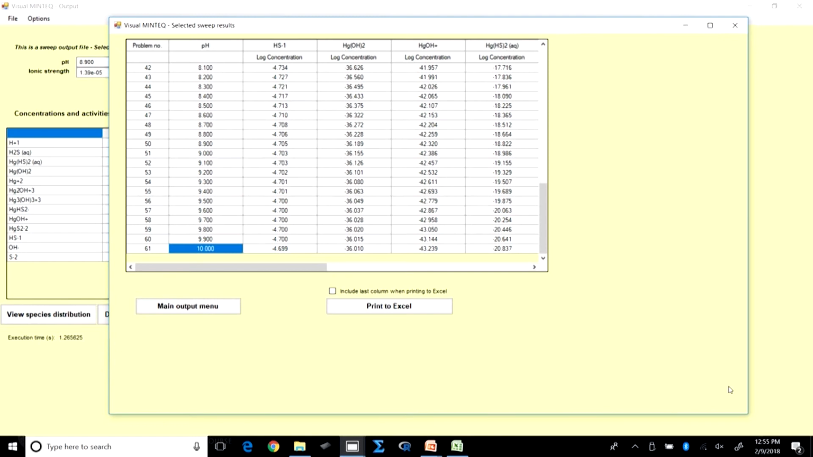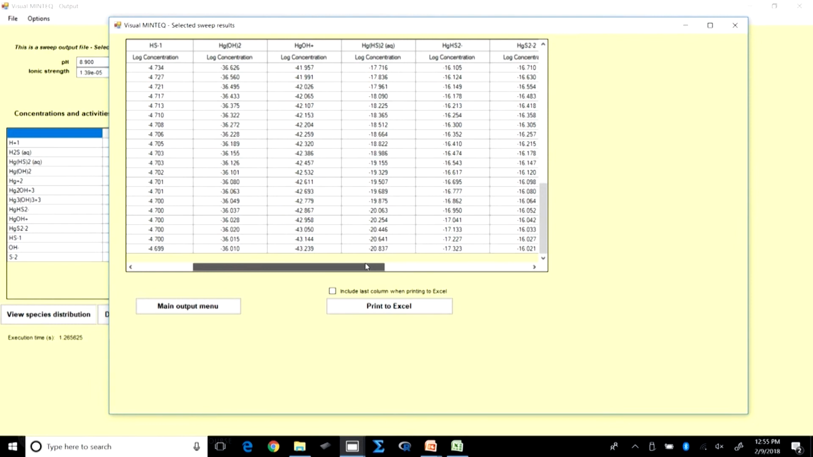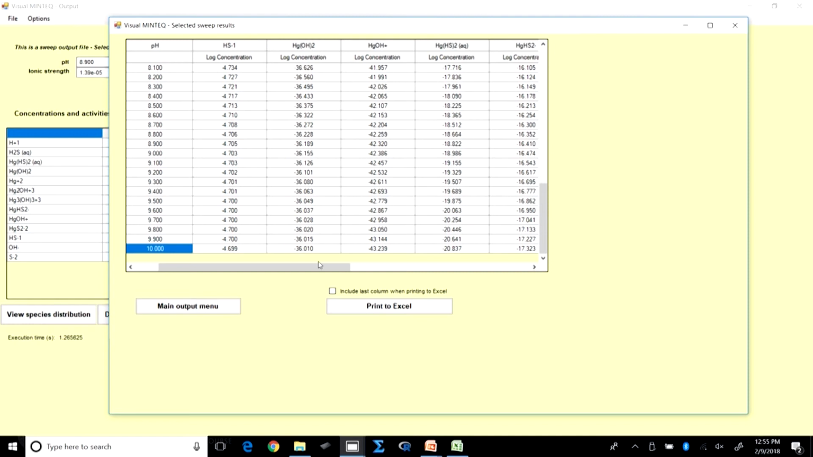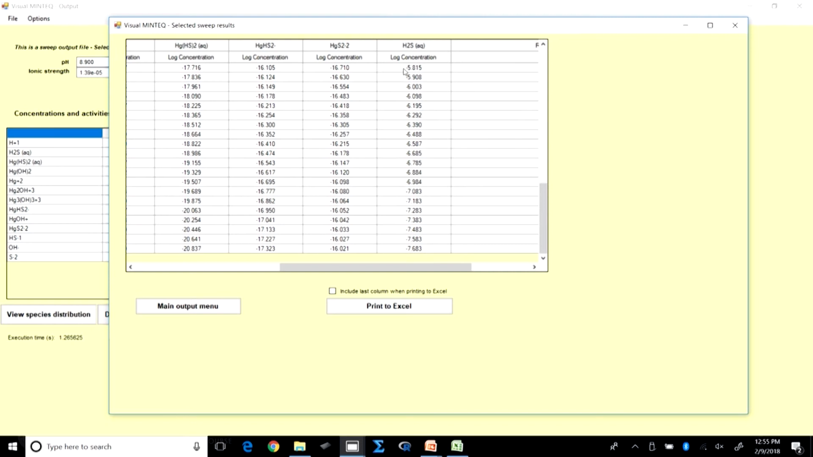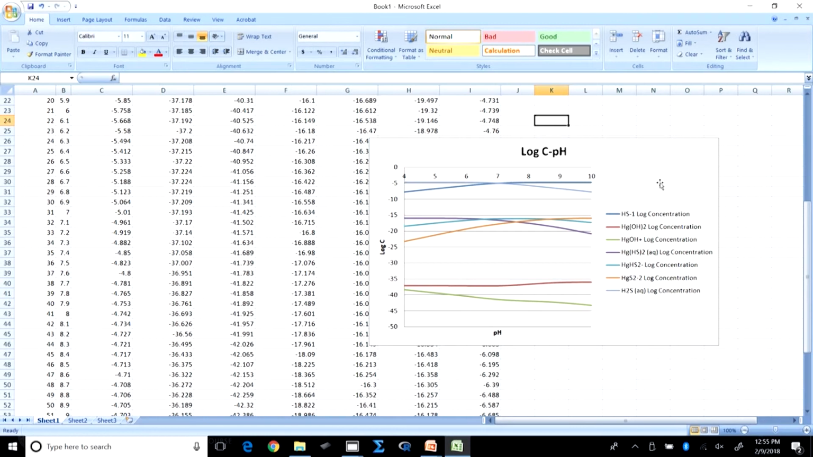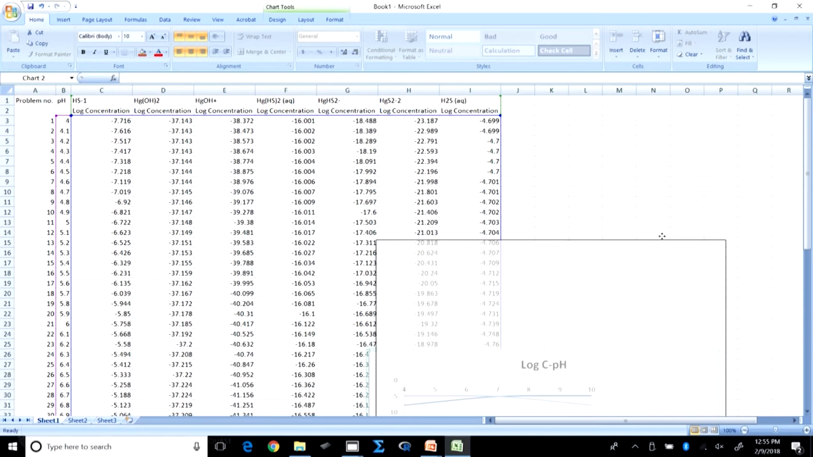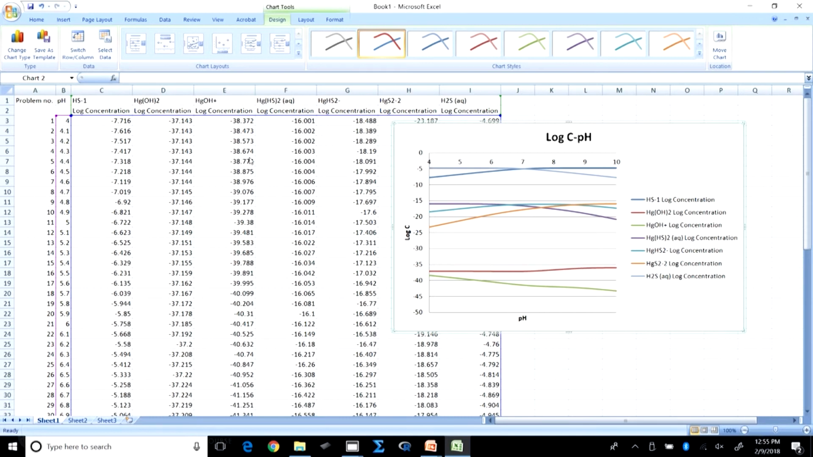We only asked for a few species because we know that the others are not going to be at comparable concentrations. So they were HS minus, HgOH and so on. This is from question one, if people can remember that. Now I'm going to look at the graph, right? I'm going to print that to Excel and then plot it, which I have just done. Here we are now going to look at the log C pH graph, and here again pH and HS minus, HgOH twice and all the other species, pardon me.